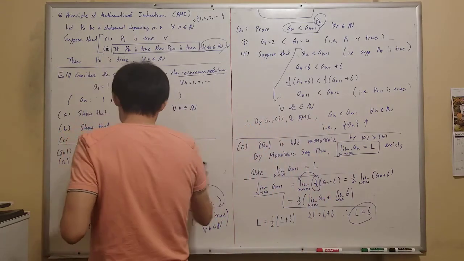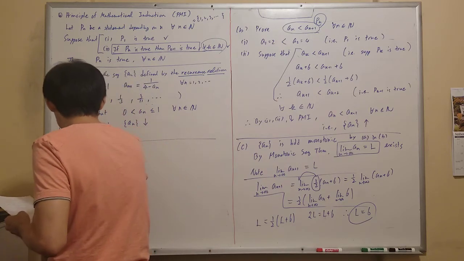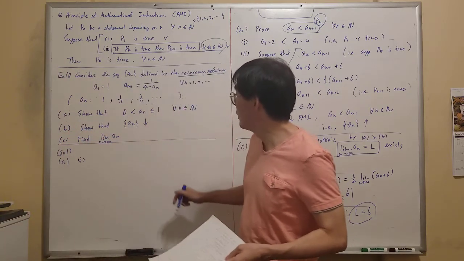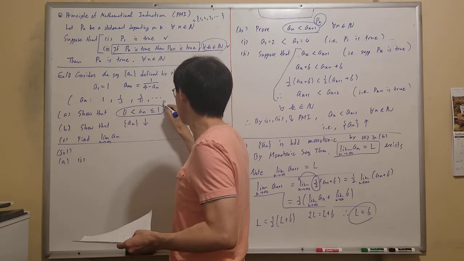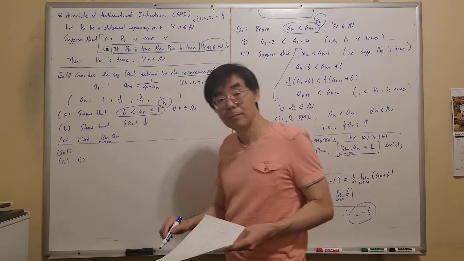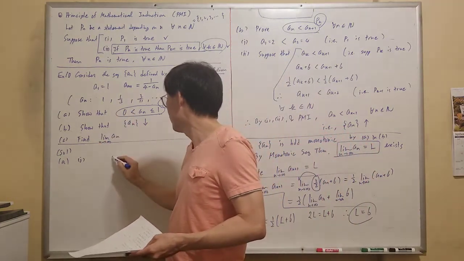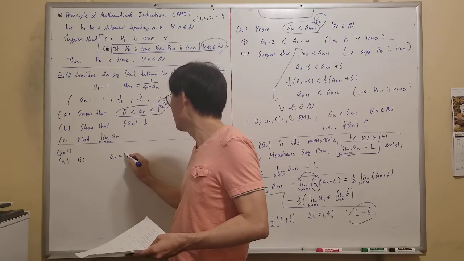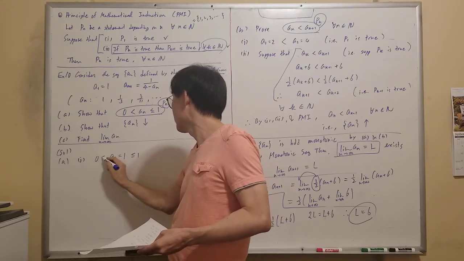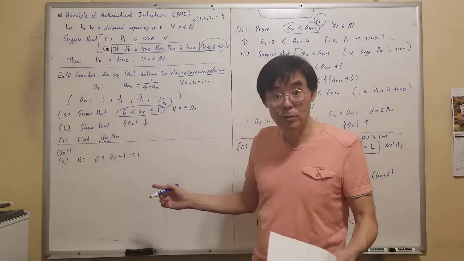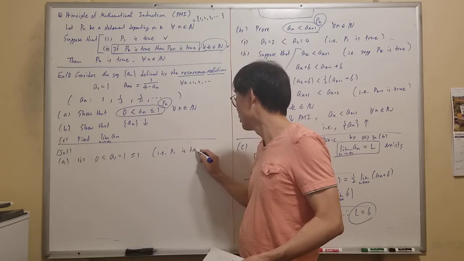Okay, let's do that first. Now, this is our P_n, the nth statement. So first, we have to show that P_1 is true. Well, what is a_1? a_1 equals 1. 1 is obviously less than or equal to 1 and greater than 0. The first thing is true. P_1 is true. Okay, no problem.